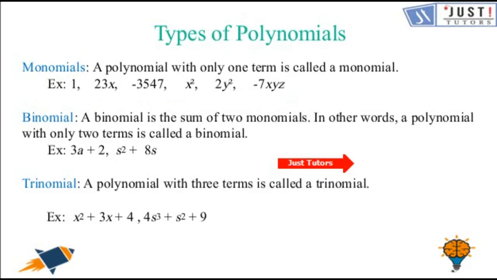A polynomial with exactly two terms is called a binomial. And the third one, three terms connected by operators, is called a trinomial. So this was all about types of polynomials.